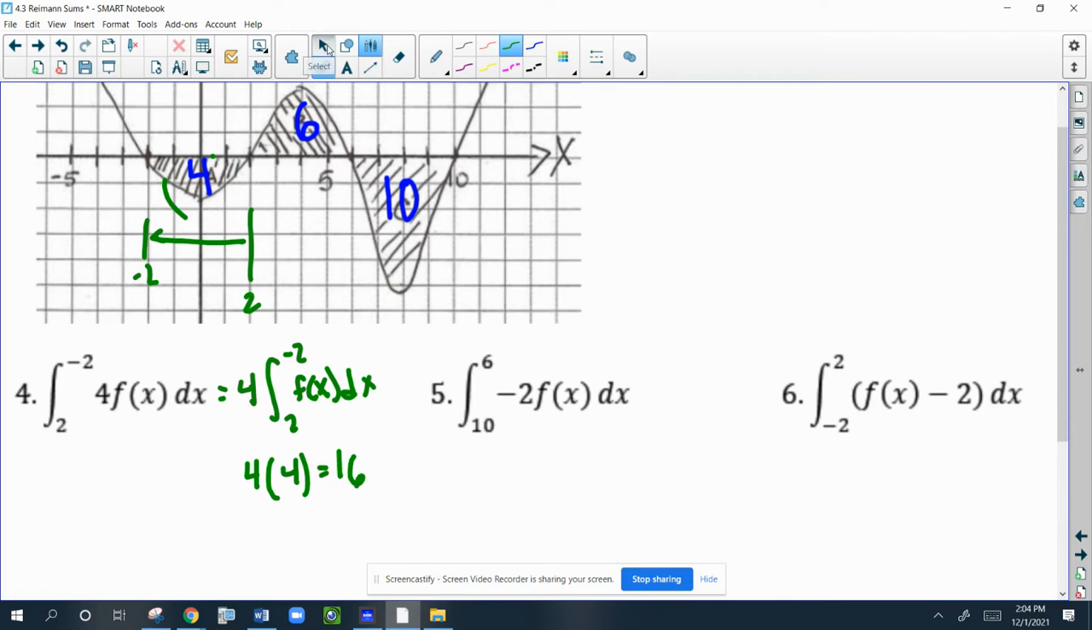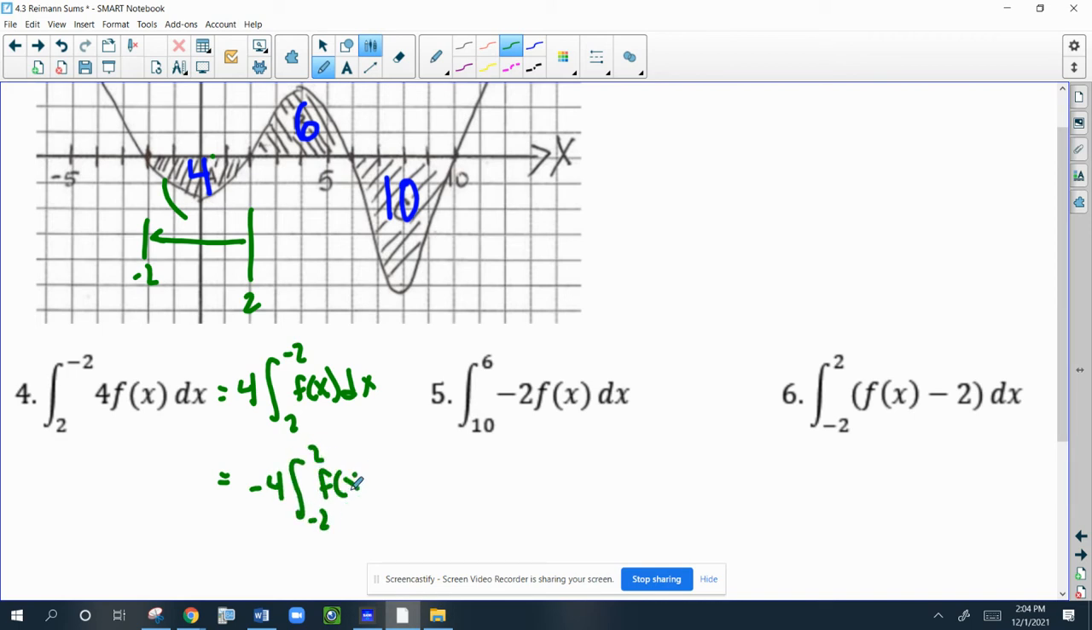Now, another way you could have accomplished that is if you don't like going backwards, let's go forwards. And remember the answer is 16, so we're going to get the same answer. If you want to flip the limits of an integral, you can, as long as you make the entire integral the opposite.